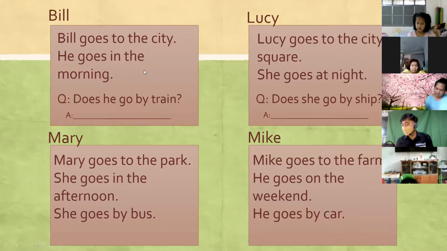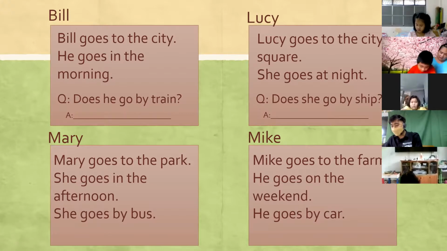Bill. So we have, when does Bill go to the blank? So, when? The answer, we have the question, right? Question: when does Bill go to the blank? So what's the answer? Does blank go by blank? Finish. Any question?